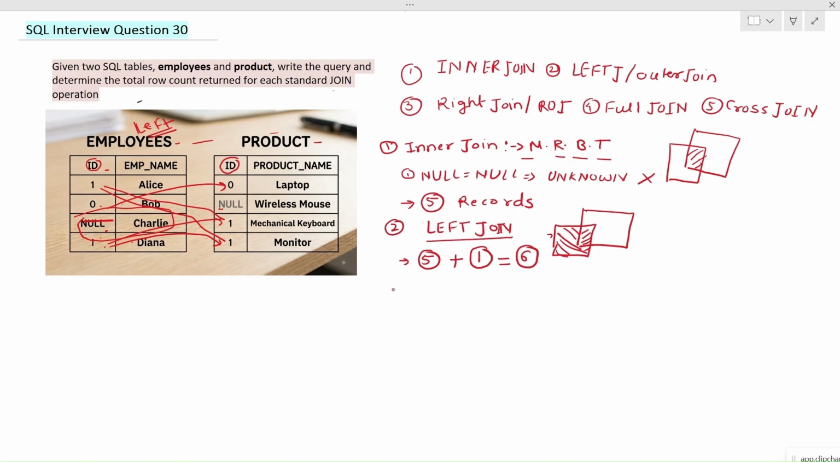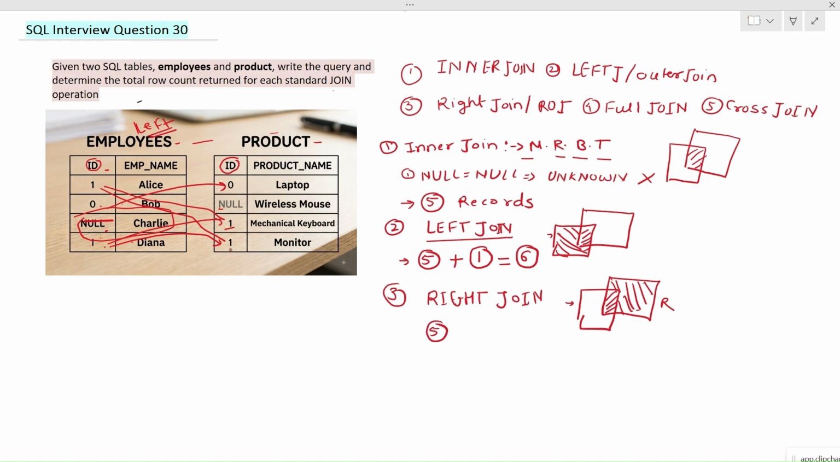Third, we have the right join. Right join is the same as the right outer join. The right join definition is matching rows from both tables and unmatched rows from the right-hand side. This is the left-hand side and this is the right-hand side table. So matching rows from both tables and unmatched rows from the right-hand side table. So how many matching rows have we received? Five matching rows we have received.